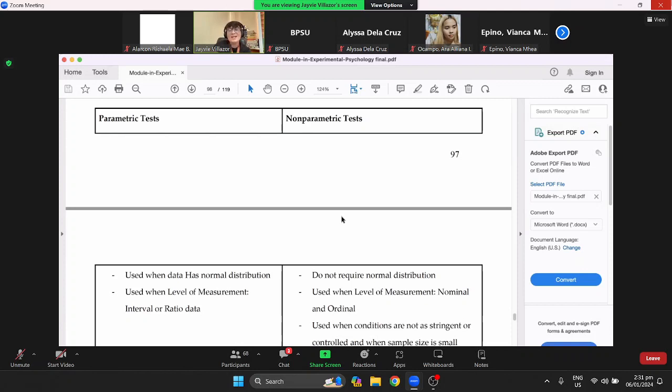Okay, dalawa lang. Una, scales of measurement. Yun ang lagi kong tinatandaan. Nominal ba yan? Ordinal ba siya? Interval or ratio? And number two, this is crucial. Parametric ba siya or non-parametric?